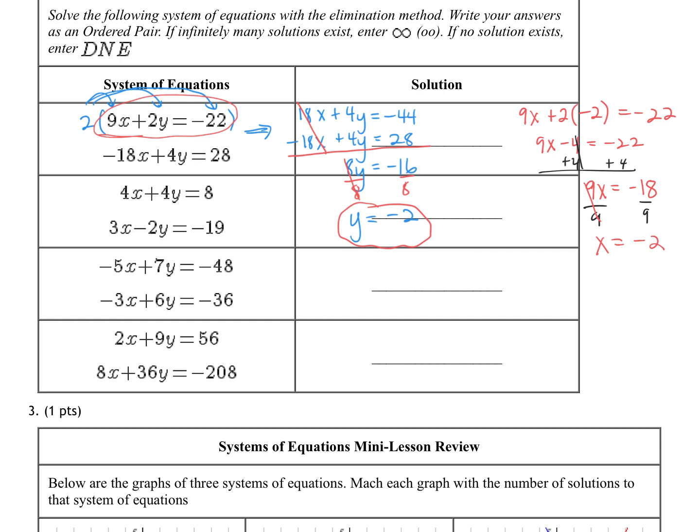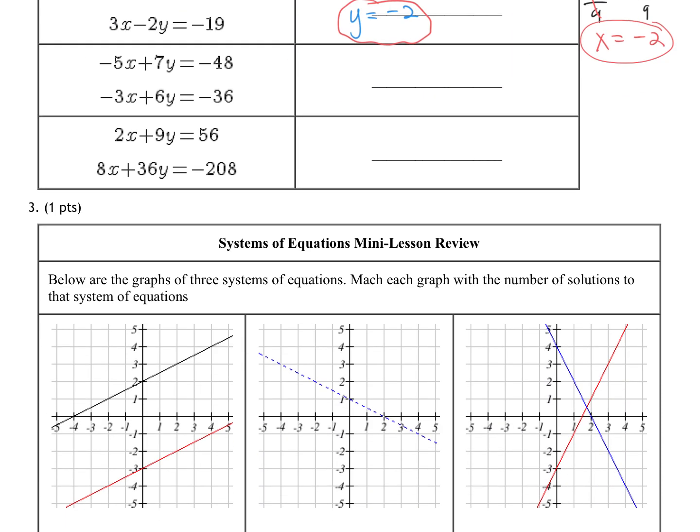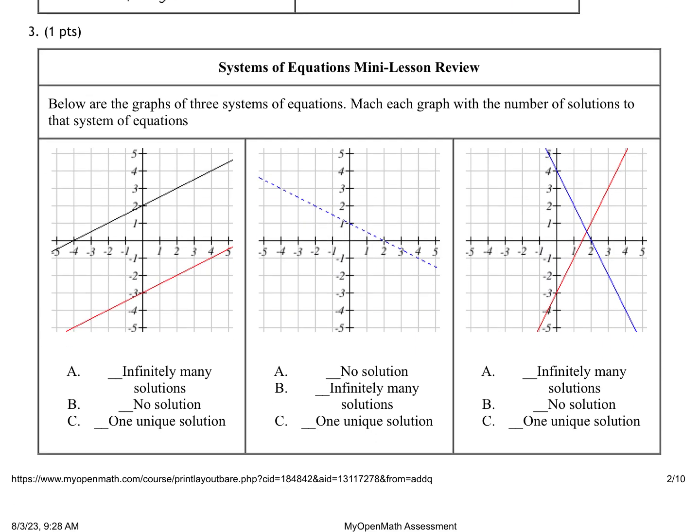So x and y, actually you found both of them to be the same. So our ordered pair, remember that you put it in x first, y second. So our ordered pair solution here is negative 2, negative 2. You would do this same process for the other parts of number 2. So let's move on to number 3.